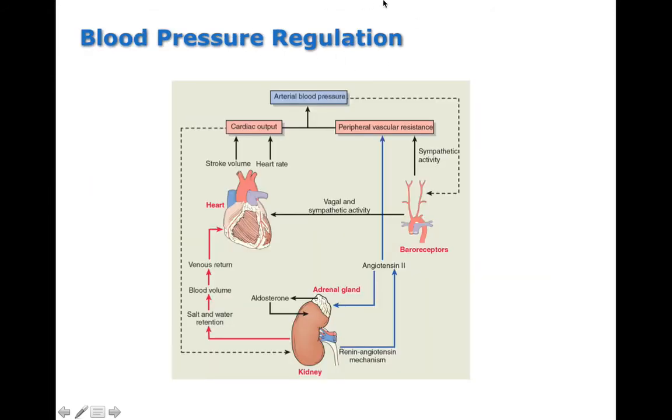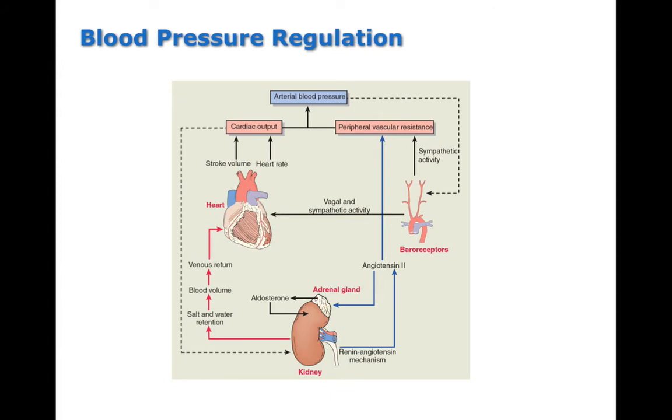So in terms of blood pressure regulation, it relies on three major pathways: your heart, your blood vessels, and your kidneys. Your heart and blood vessels are the more rapid-acting modifiers of blood pressure. Your heart can change blood pressure by increasing cardiac output, your blood vessels by altering resistance, and your kidneys by altering blood volume, because blood volume and blood pressure are proportional.